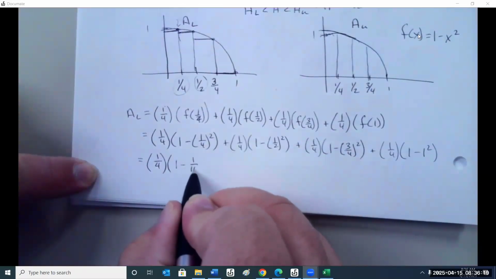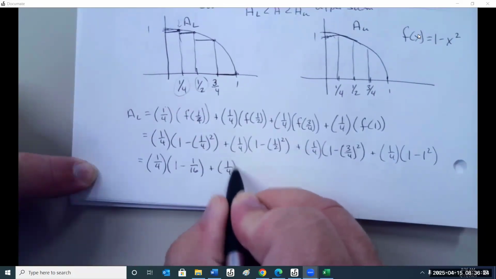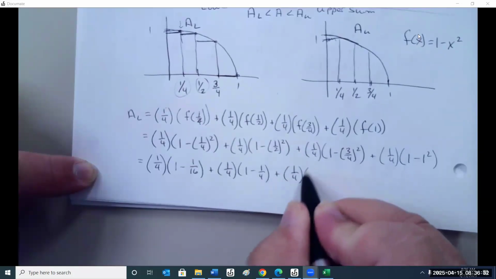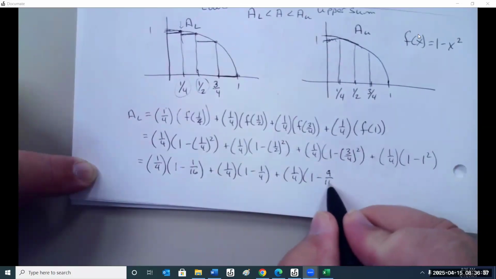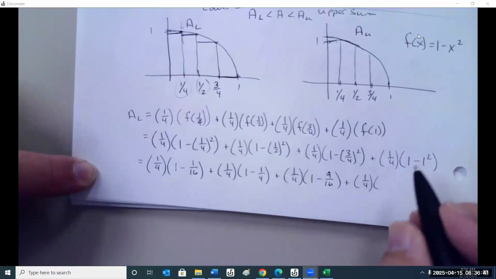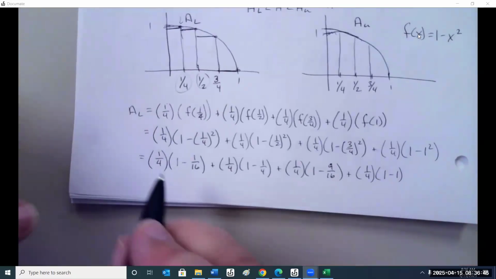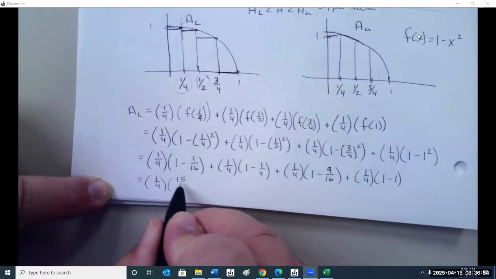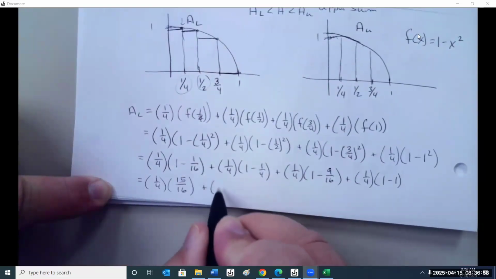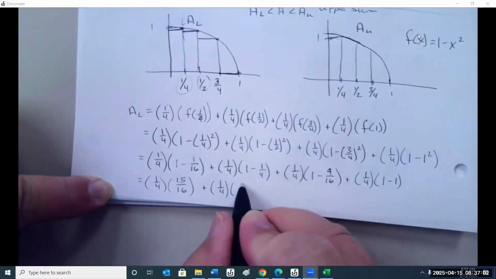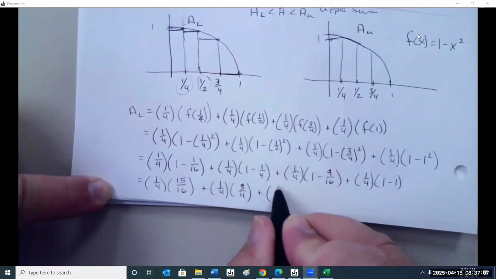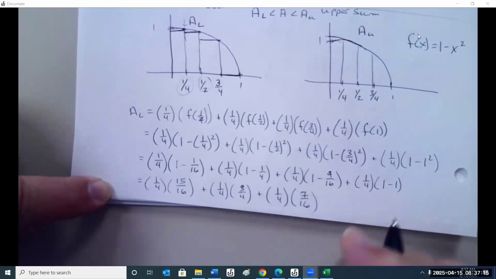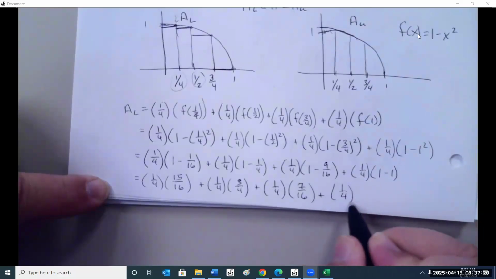1/4 squared is 1/16. 1/2 squared is 1/4. 3/4 squared is 9/16. 1 squared is 1. 1 minus 1/16 is 15/16. 1 minus 1/4 is 3/4. 1 minus 9/16 is 7/16. 1 minus 1 is 0.